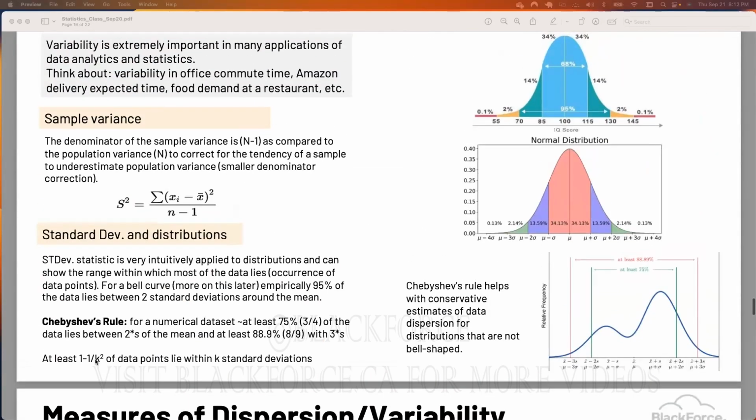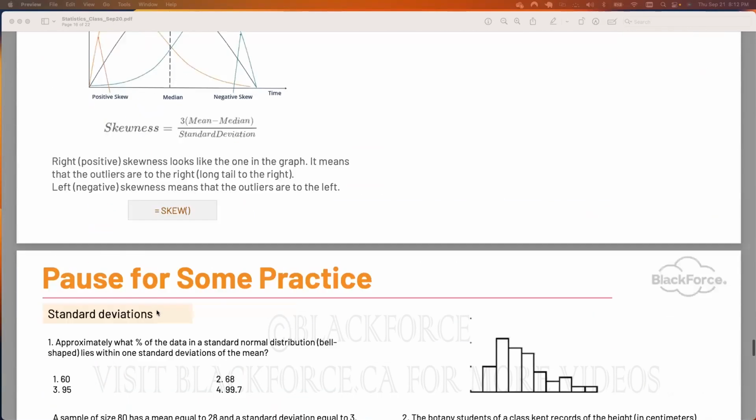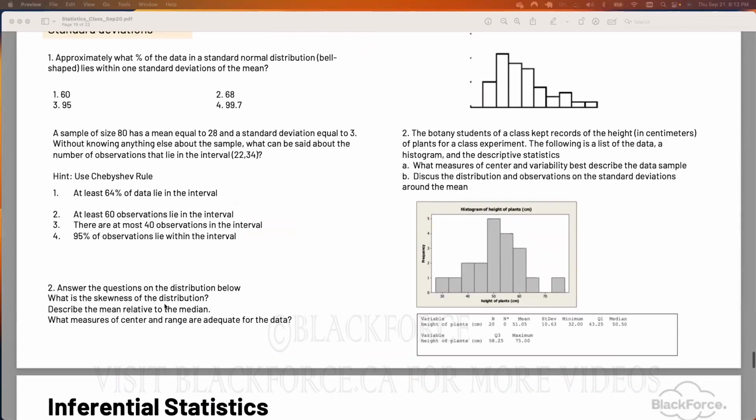Yeah, so k equals 2. So that'll be what, 1 over 4, right? So 1 over 2 squared, 1 over 4 is what, 0.25. 1 minus 0.25 is 0.75, right?